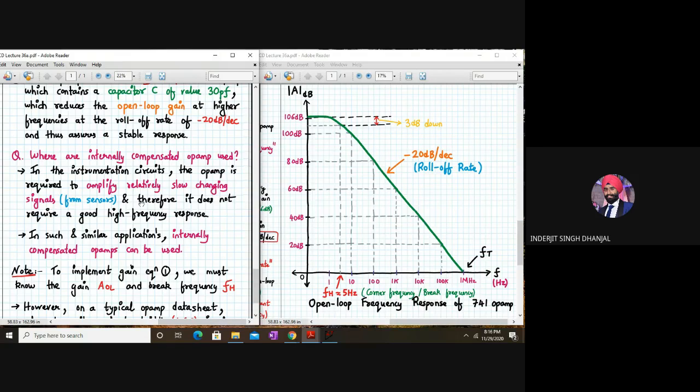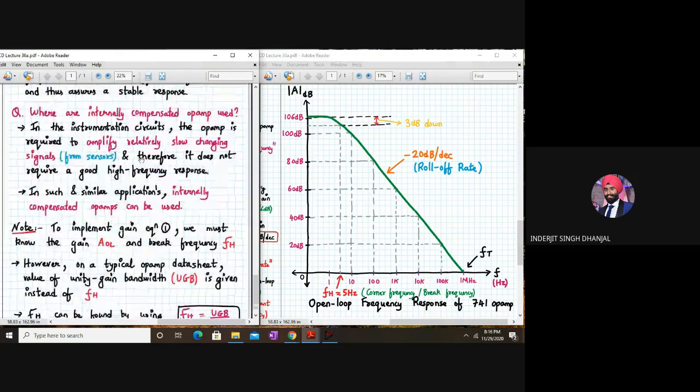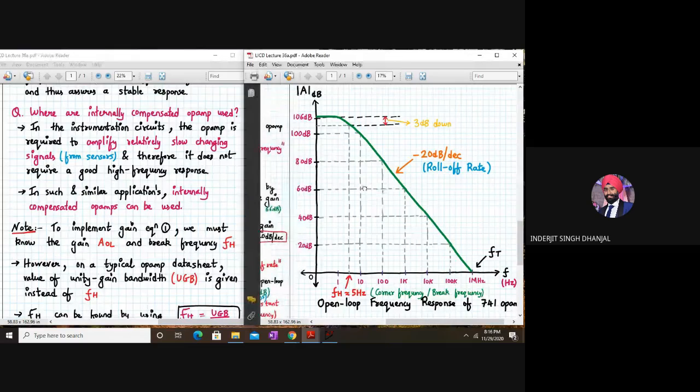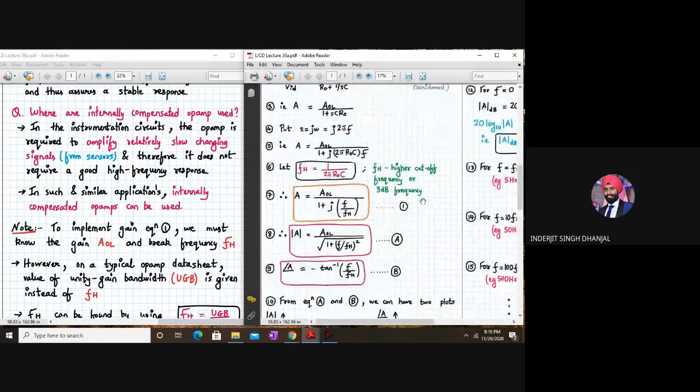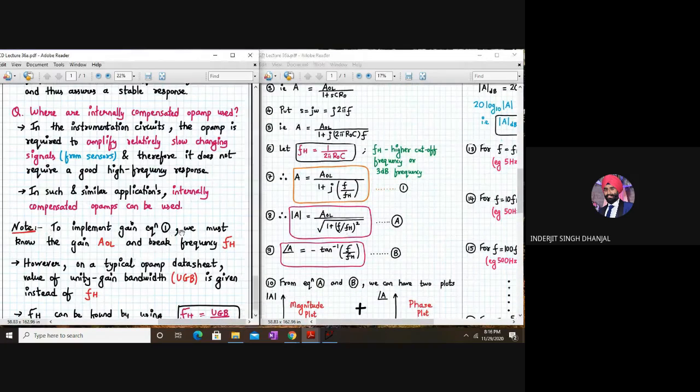Okay, now let's go to equation number one. Where is equation number one? Yeah. To implement this equation number one, we must know the value of AOL and the break frequency. So FH is my break frequency and AOL is my open loop gain. Basically, your open loop gain will be given. However, in a typical op-amp data sheet, the value of the unity gain frequency is given instead of FH, right?